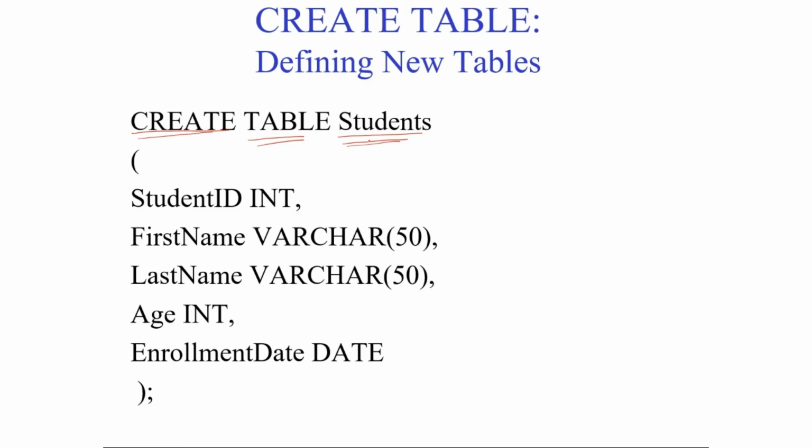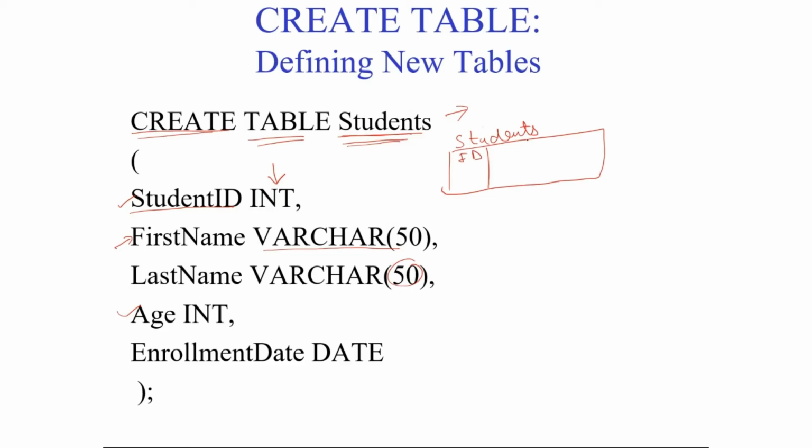I'm not writing the syntax directly, I'm writing the code for creating a students table. Students is the name of the table. How many columns are there in this table? The first column is student ID, and the type for it is integer, which we have just studied. The second column is the first name, and here we are taking a varchar. Maximum 50 characters can be there in the first name. The third column is the last name, also 50 characters. Then age we are taking as integer, and the enrollment date we are taking as a date. So the name of the table is students, and the first column is ID.